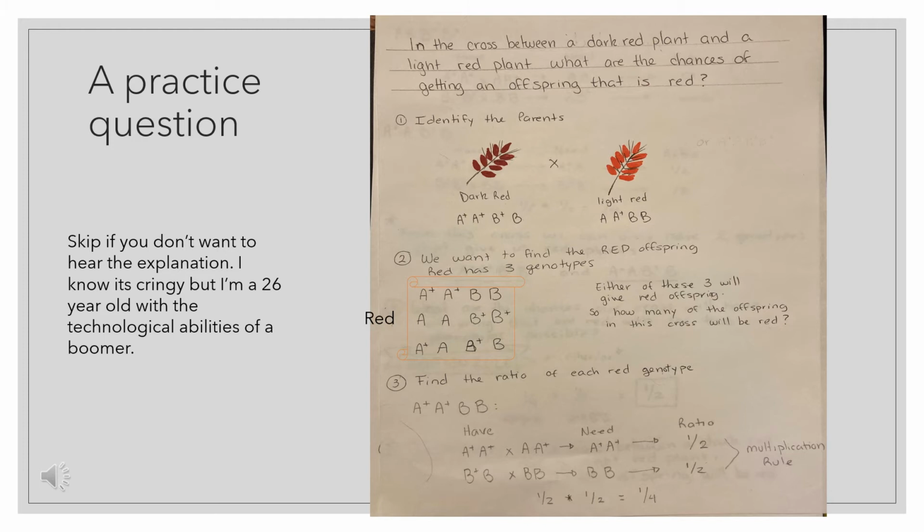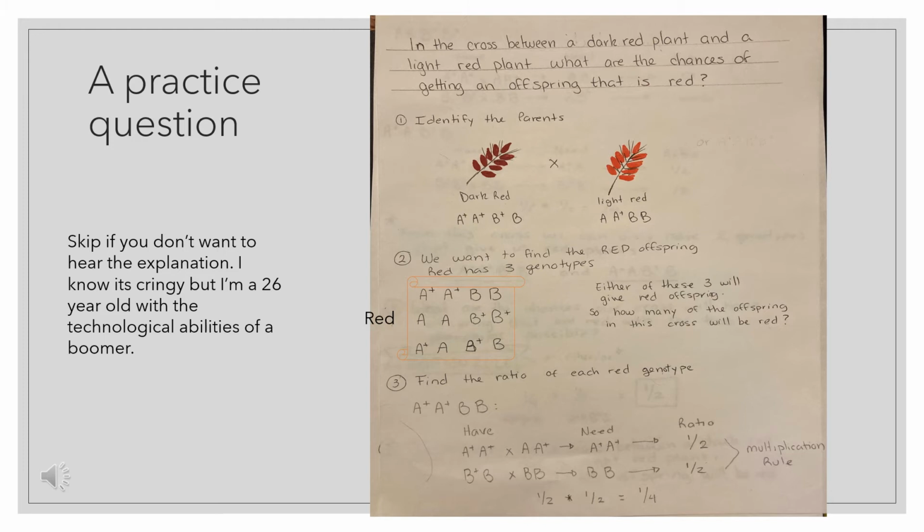I will choose a parent that is dark red with the genotype A+, A+, B+, B. And I will choose a light red parent with the genotype A+, A, B, B. Now we need to find the offspring that are red, but to be red, you can have 3 phenotypes. It's those 3 that are right there. So since either of these 3 will give rise to red offspring, how many of the offspring in this cross will be red, will have those phenotypes?